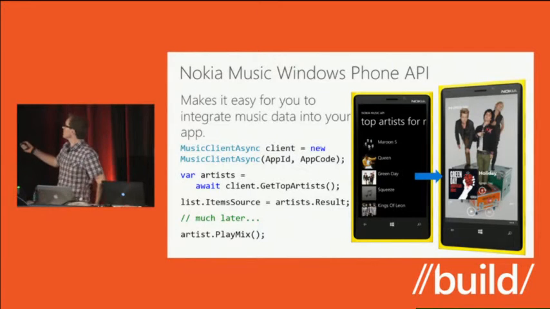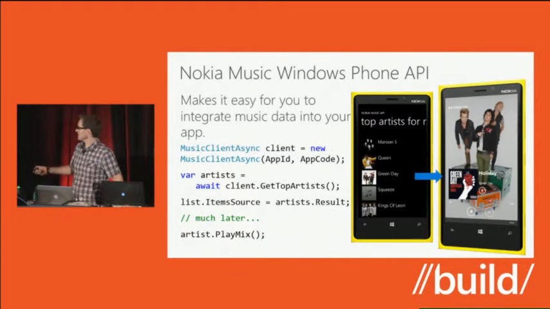And on the right-hand side, what this is showing at a later stage, if the user presses on Green Day, for example, here, the artist object has got a play mix method, which invokes those launcher tasks I was just showing. So it makes it super easy for you to go and launch the app and actually do something a bit more useful with it.